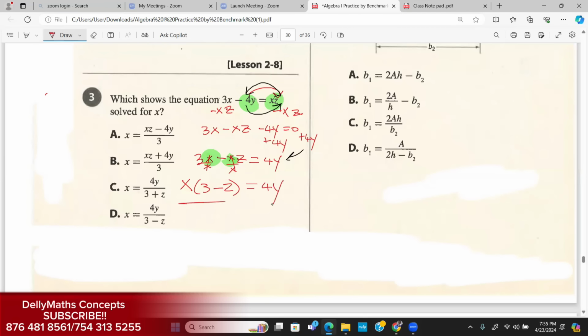Let us divide both sides by 3z, right? Divide by 3z. Not 3z, 3 minus z. So you could see this cancel. So I'm looking for this as my answer, and it is right here at D. So we have to pay attention to details, basically. Pick our answers wisely as we go.